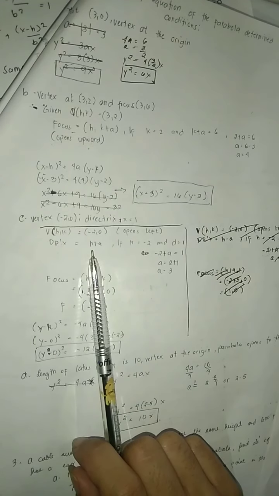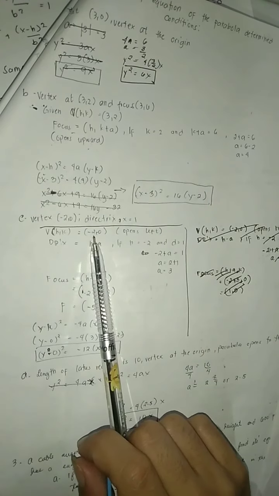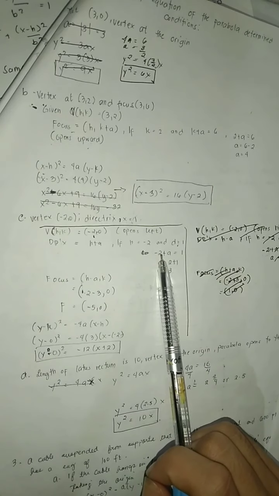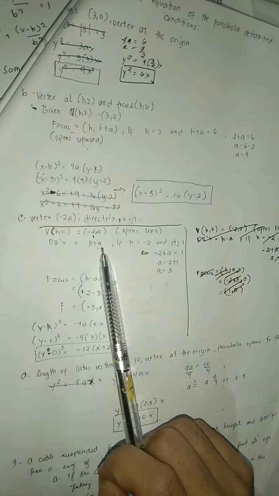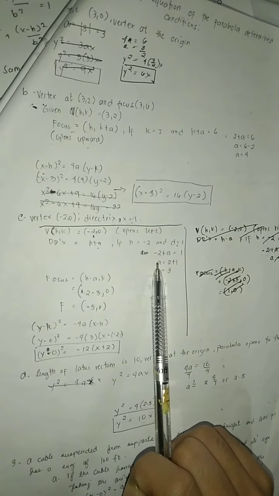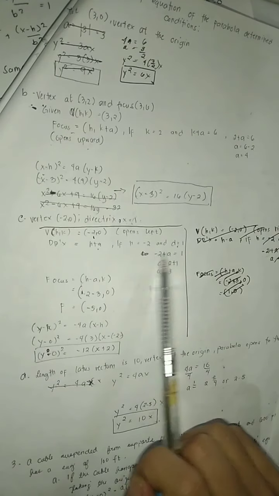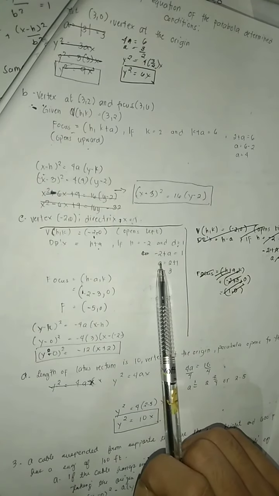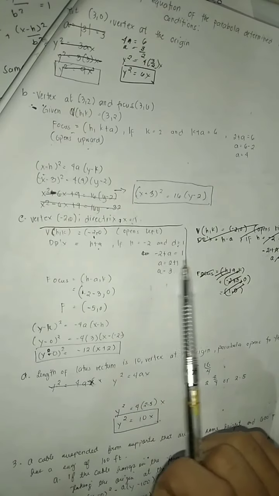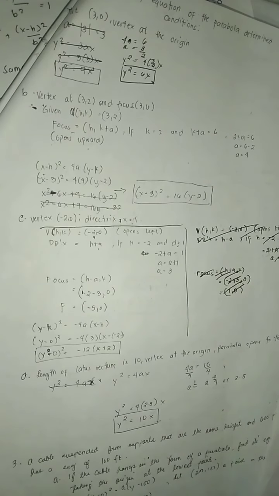For the next item, our vertex is (negative 2, 0), it opens to the left, so our directrix should be h plus a. If h is equal to negative 2 and our directrix is 1, so negative 2 plus a is equal to 1. By the addition property of equality, you have to add 2 to both sides, so a is equal to 2 plus 1. So a is equal to 3.